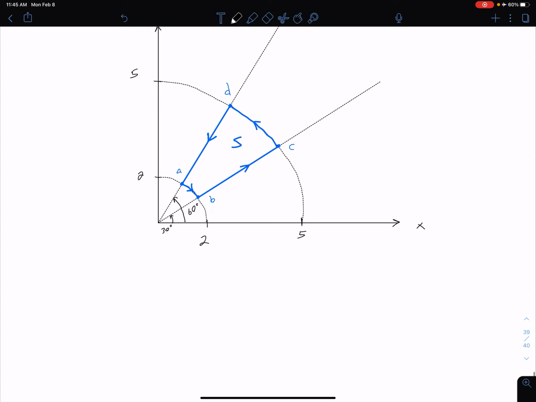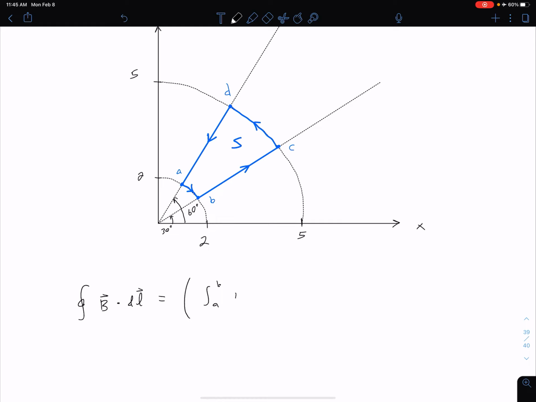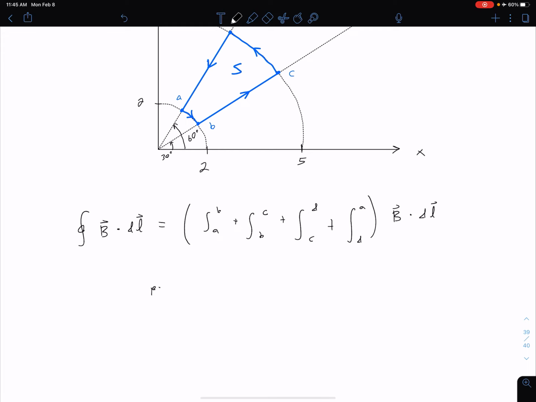And so what we can do, as we've seen in a previous example when we were talking about line integrals, is divide this integral into segments. The integral around this closed path of B dot dl, which is the circulation of B around this path, is equal to the integral from A to B plus the integral from B to C plus the integral from C to D plus the integral from D to A, all of those evaluated for B dot dl. If you want to see details on how to do that method, you can look on page 88, and that will go through step by step.